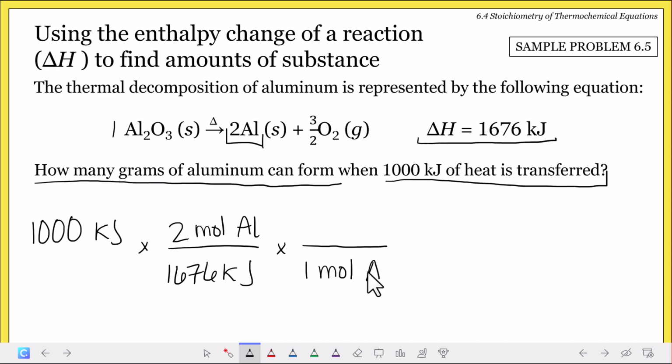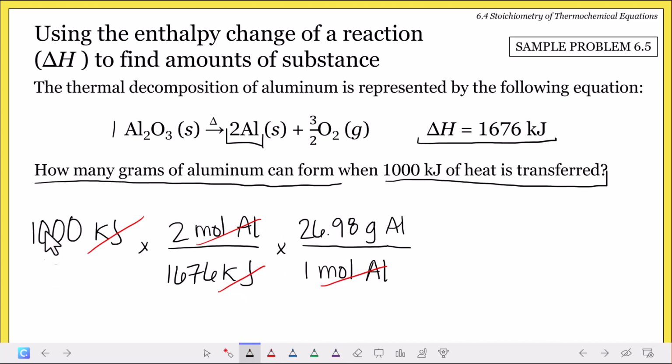Okay, so we would say, well, in 1 mole of aluminum, I've got 26.98 grams. So let's run this back one more time. Okay, they told us 1,000 kilojoules were transferred, and we know that for every 1,676 kilojoules of heat that are transferred, 2 moles of aluminum are allowed to form. Okay, so we went from kilojoules of heat to moles of aluminum, and now we're going from moles of aluminum to grams of aluminum using the molar mass of this substance.